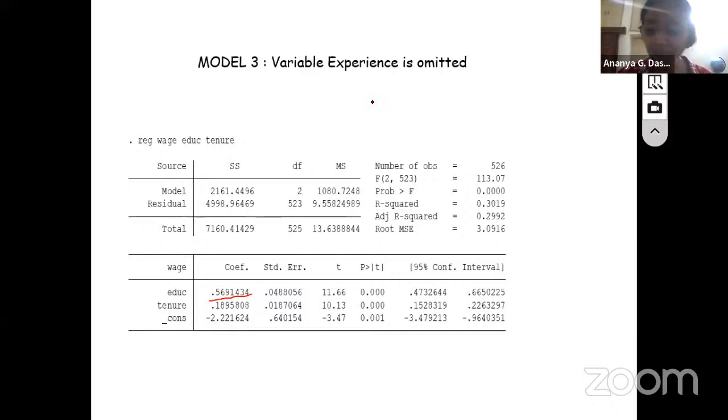If you have any questions related to omitted variables bias, please raise them now. Okay. Right.